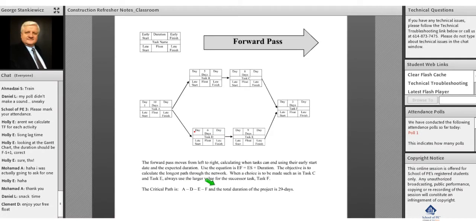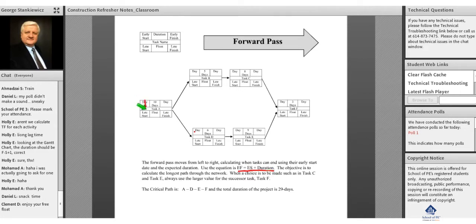So let's look at what we've got here. The first thing we're going to do is look at the equation that we're going to apply for the forward pass. Now, the purpose of a forward pass is to calculate the critical path, and the early start and early finish for each of the tasks. That's the goal of the forward pass. And this is what the computer does.